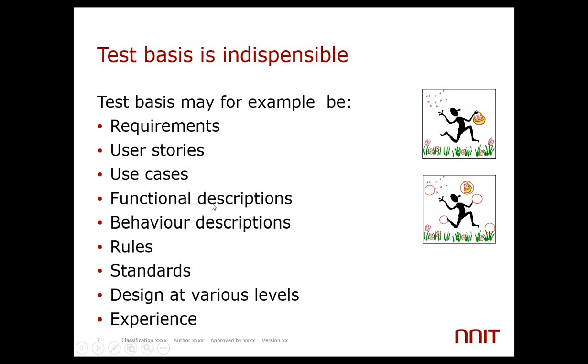It can be use cases, it can be a functional description of what the users want for the system. It can be behavior descriptions or non-functional requirements, maybe something about behavior, performance, usability, etc. It can be business rules. You have to calculate this payment in this and that way. It can be standards, for example, security standards for risk-related systems like transportation systems or life science.